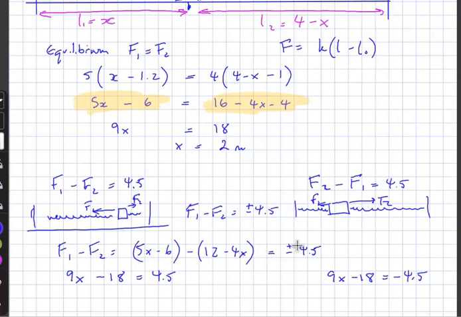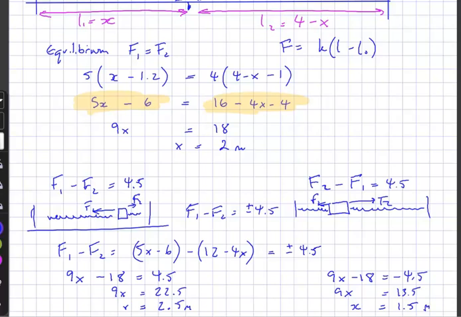And solving those two equations, notice the algebraic wizards amongst you could have taken a different approach. You could have done a quadratic equation. You could have squared both sides: 9x minus 18, all squared, is equal to 4.5 all squared, and got a quadratic equation and solved that. You still get 2.5 and 1.5 meters.